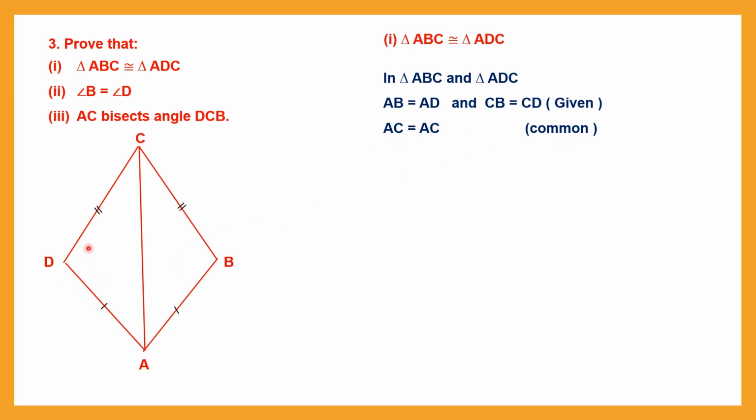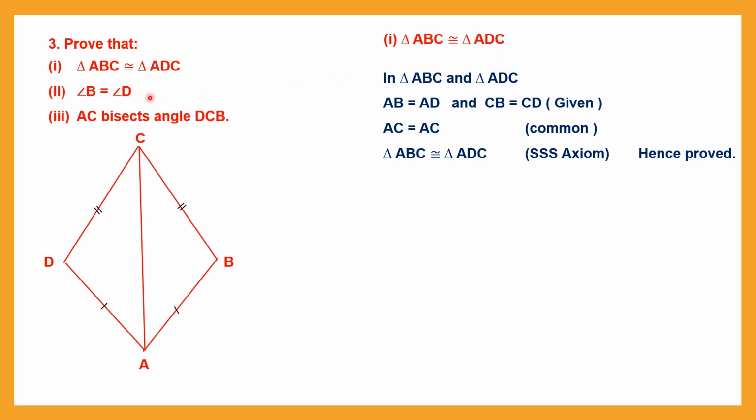So now there are three sides and the three corresponding sides are equal. So we can say that triangle ABC is congruent to triangle ADC because of the SSS axiom or the condition side, side, side. Because three sides are equal, these two triangles are congruent and hence we have proved it. So we finished with the first proof.